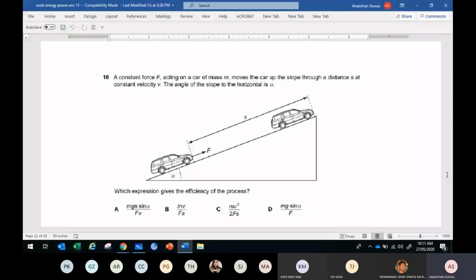So work done by the thrust equals the gain in potential, the gain in kinetic, and heat. But because this is power, the entire equation has to be divided by time to change it to power. So the efficiency of the process: efficiency is what? Output power over input power.